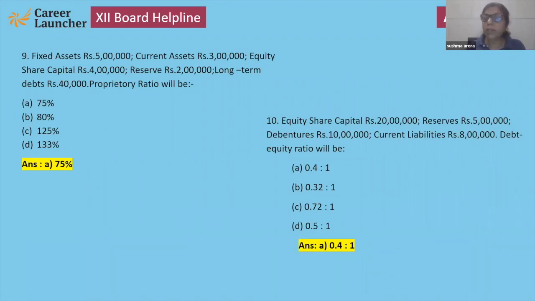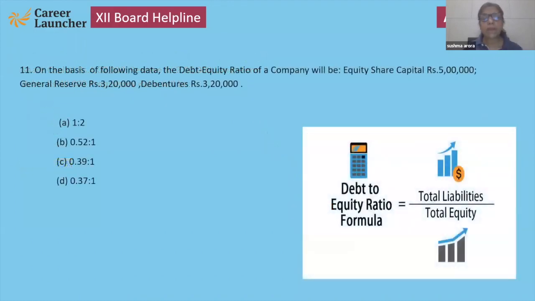Proprietary ratio and debt equity ratio are part of solvency ratios. See, ratios are divided in 4 parts. First is current ratio or liquidity ratio, which are of 2 types, current ratio and liquid ratio. Then second is solvency ratio. Solvency ratio includes debt equity ratio, total asset to debt ratio, proprietary ratio, and interest coverage ratio, ICR.